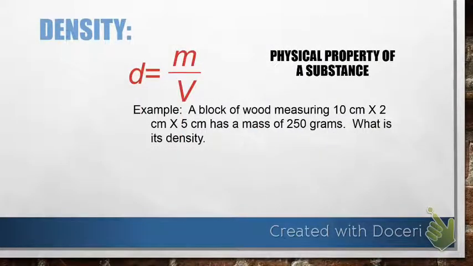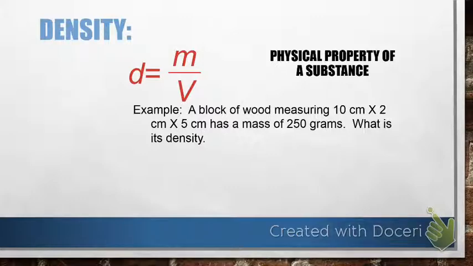Density is a physical property of a substance, and it's a relative ratio of the mass per volume. So density is equal to mass divided by volume. So let's figure this out. If we have a block of wood that measures 10 centimeters by 2 centimeters by 5 centimeters, and it has a mass of 250 grams, what is its density?